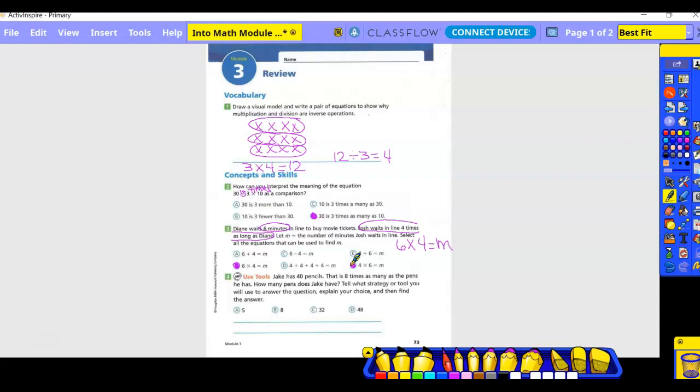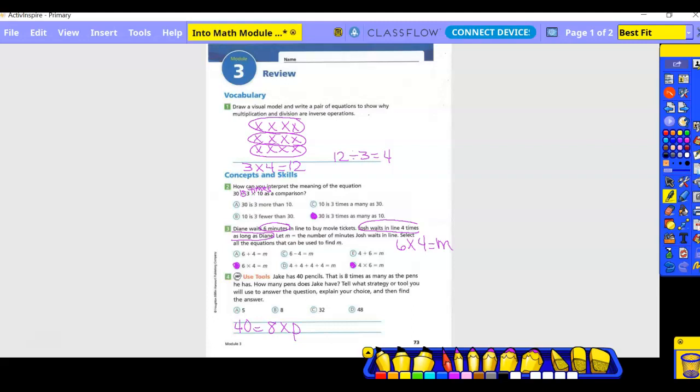Number 4, use tools. Jake has 40 pencils. That is 8 times as many as the pens he has. How many pens does Jake have? Okay, so do we know the total, or one part, or do we know 2 parts and need the total? We have the total and one part and need to find the other part. So he has 40 pencils, right? And that equals 8 times P, right?